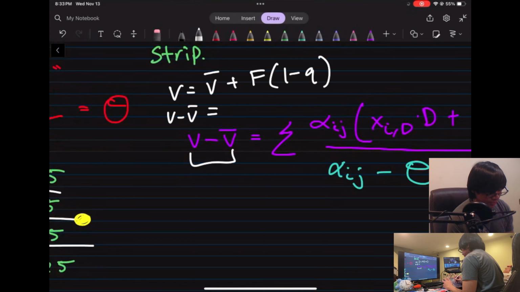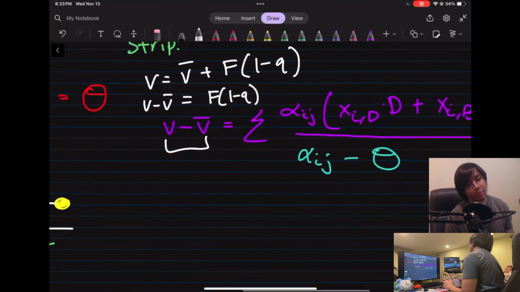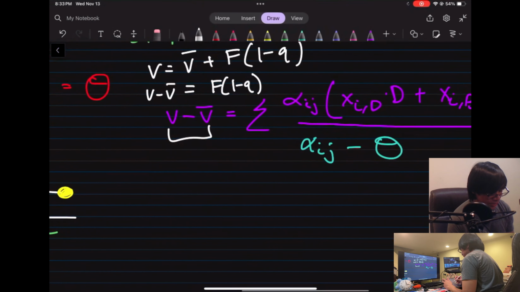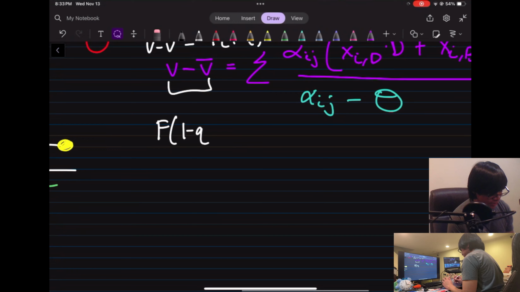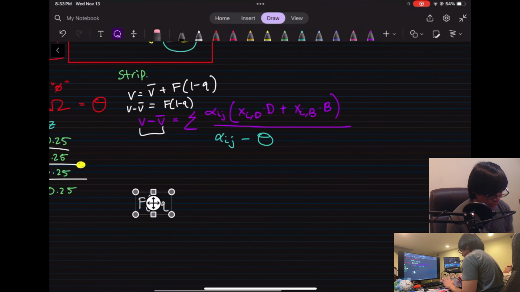That's just F1 minus Q. So that's our feed, our vapor mole fraction. I guess our vapor mole flow rate, honestly, of the feed. So that's just F1 minus Q. And we can copy down the rest of this equation. But first, there's one more thing we could do.